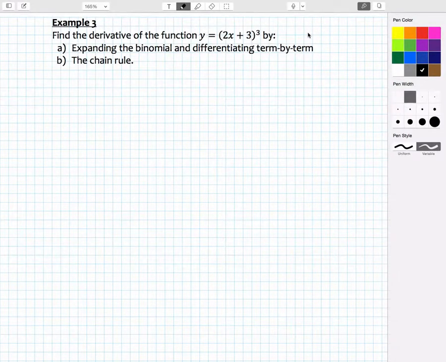Okay, in this example, we're going to compare differentiating a function first by expanding it using the binomial theorem, and then differentiating term by term like we're used to, versus differentiating using the chain rule. So first, let's go ahead and do it the first way.